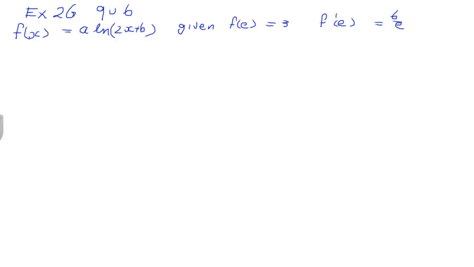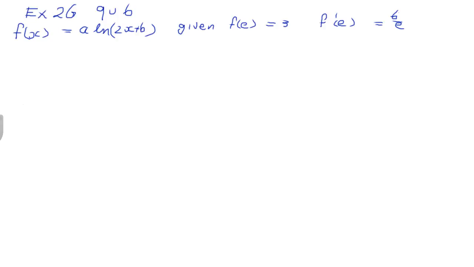When looking at this question, you'll notice that you're given a function with two unknowns, the letter A and the letter B. And we're given two pieces of information: that the original function, when you put e in, the value is 3, and when you take the first derivative at e, the value is 6 on e. So it looks like we can solve it. We've got two pieces of information and we'll solve the two equations simultaneously.